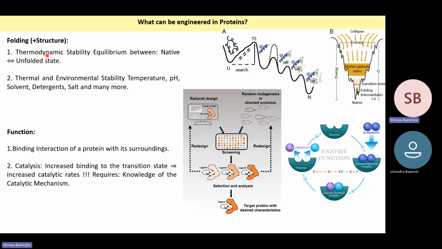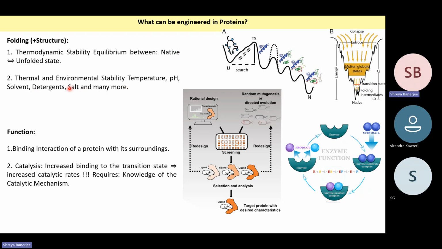We also want to focus on the thermal and environmental stability, or the temperature, pH, and so on. So by different protein mutations, we might want to focus on what is the stability of the protein and the equilibrium between the unfolded and folded states.